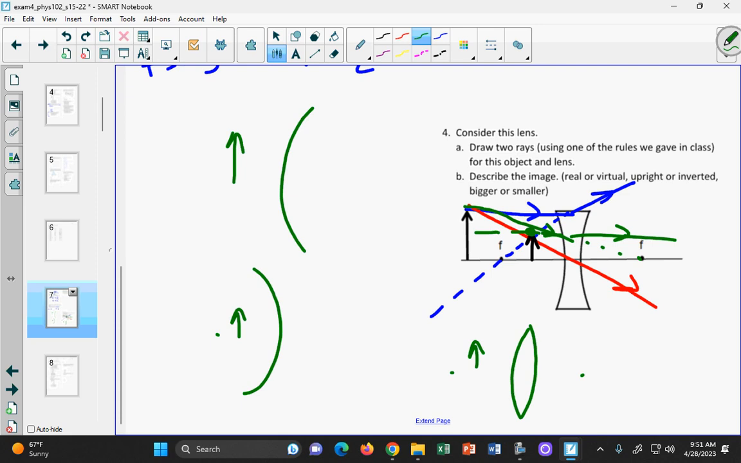Can we remind you what those are while we're here? Yeah. All right, so here are the focal points there, parallel to the axis, through the focal point. That is, you trace it back and it goes through the focal point.